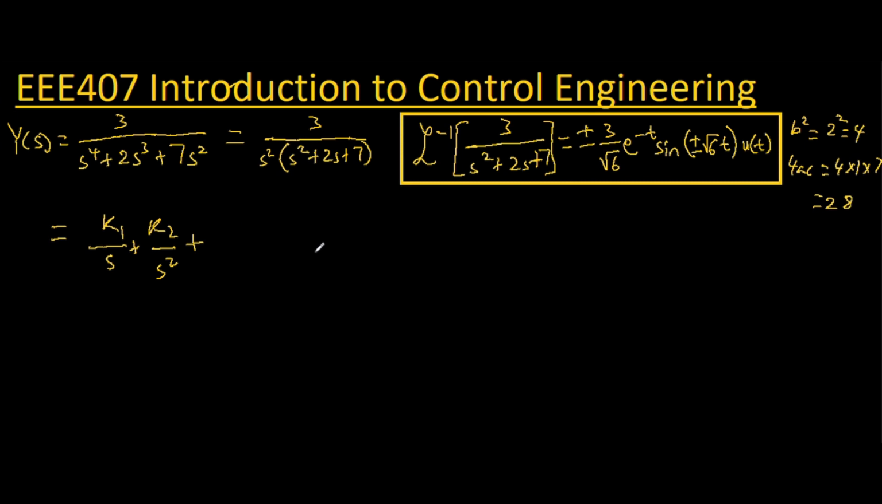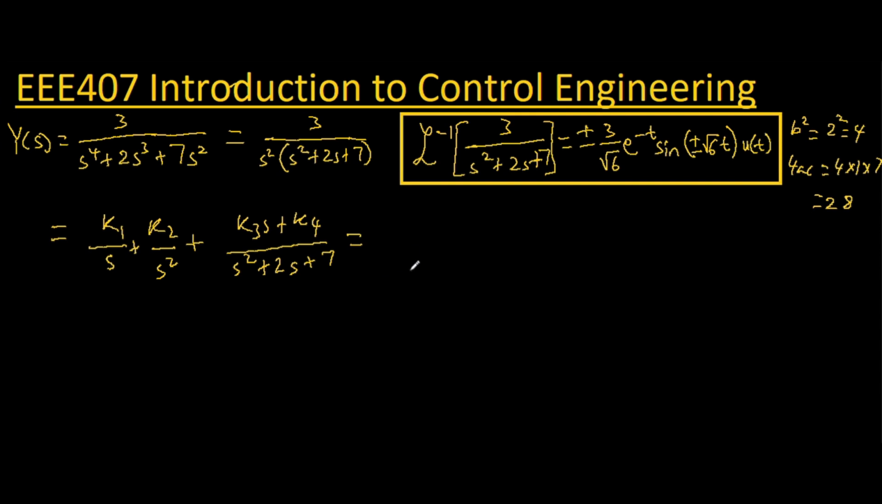Well, complex. So because roots are complex, we cannot break this apart. We have to keep this together. So we have k3s plus k4 divided by s squared plus 2s plus 7. Okay, so let's go ahead and expand or make this a single fraction.